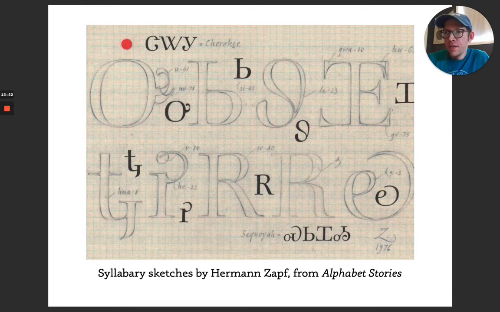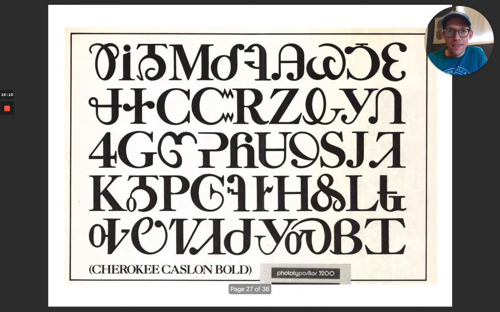There have not been a lot of modern Cherokee typefaces made. Apparently Hermann Zapf designed one in the 70s, but I can't find any evidence of it aside from this sketch. So if anyone out there has anything, I would love to see it. No matter how much I look, I can't find it. This is something that I found completely by chance.